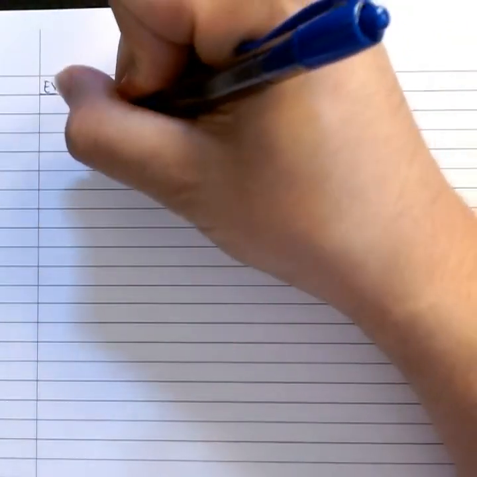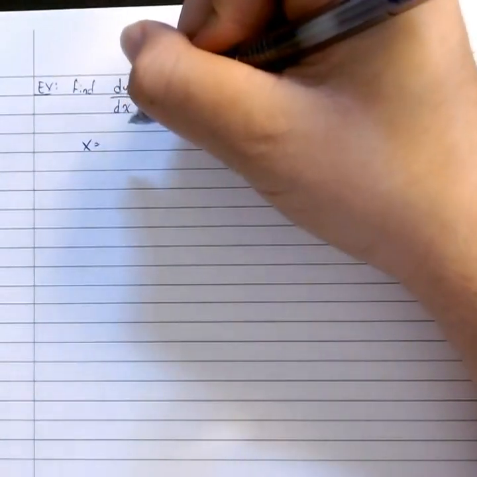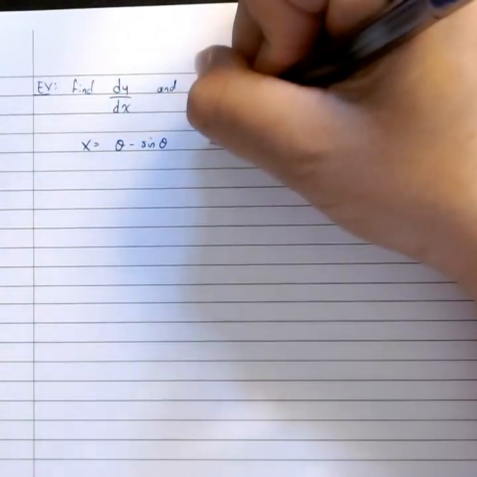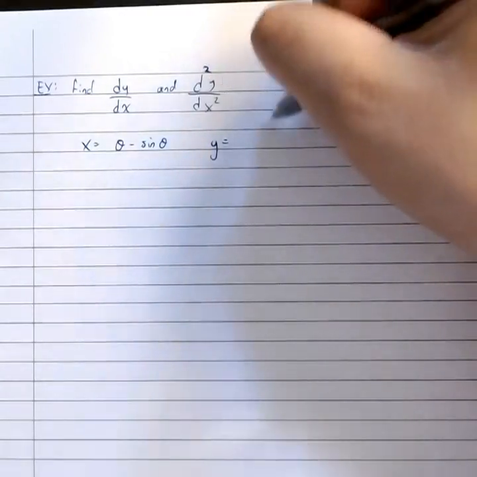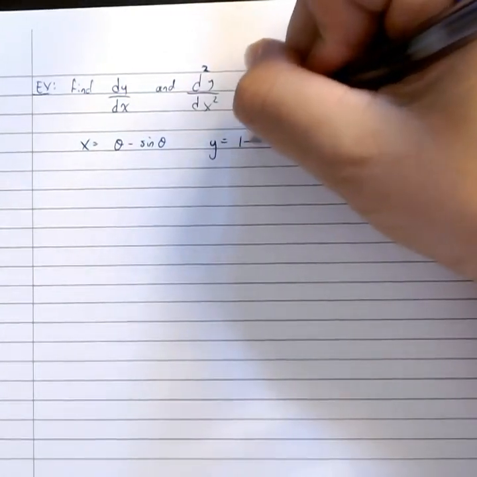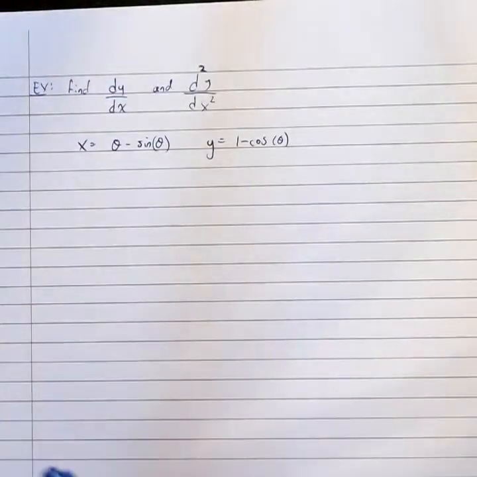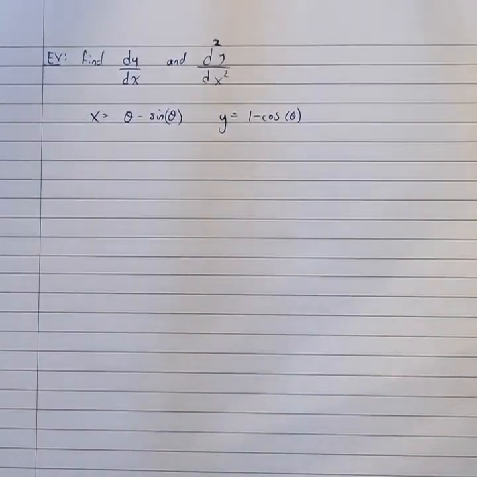So find those for the curve given by x equal to theta minus the sine of theta for x, and for y, we're going to use 1 minus the cosine of theta. So go ahead and pause the video, give this a try, and once you have an answer, go ahead and unpause, and we'll go through it together.